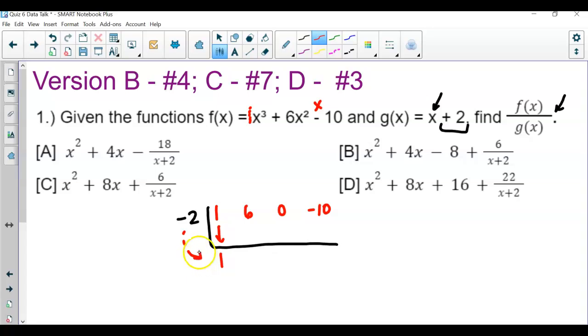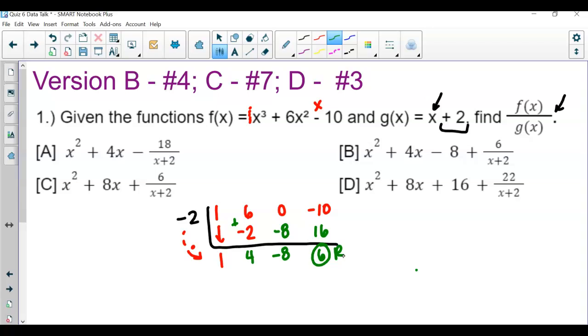Now multiply always below the line. So negative 2 times 1, negative 2. Then remember, always then add above the line. So 6 plus negative 2 is 4. Multiply again, negative 2 times 4, negative 8. So now when you add, negative 8. Negative 2 times negative 8, positive 16. So notice how you have a remainder of 6.